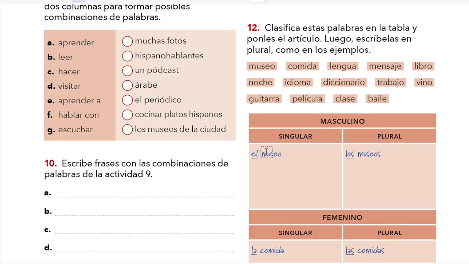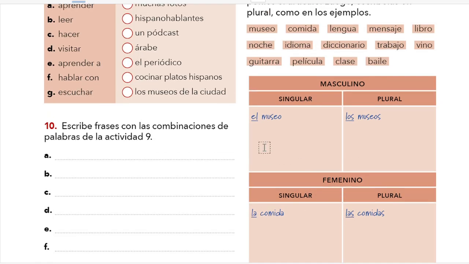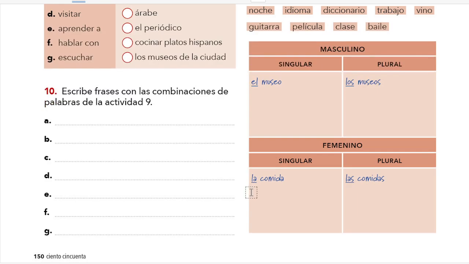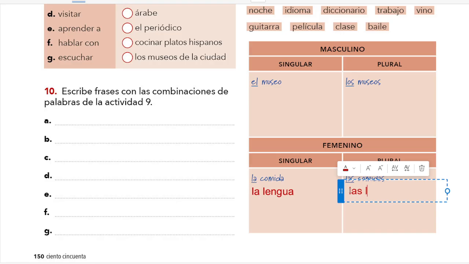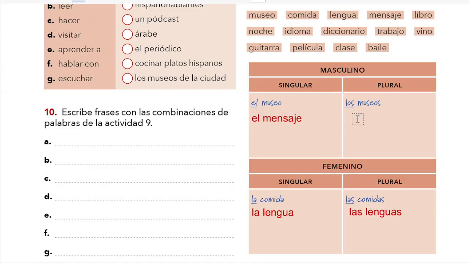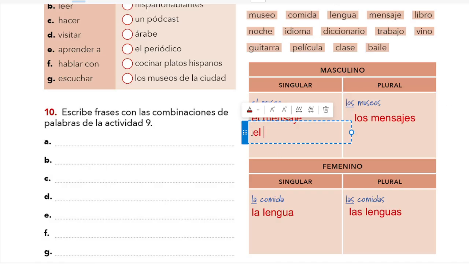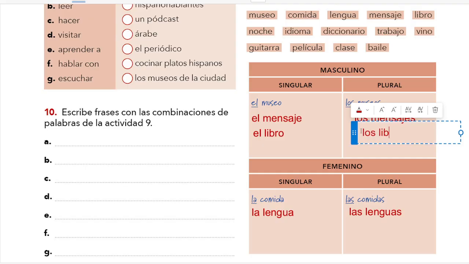Okay? So museo and their plural. Then we have la comida, las comidas. Now we have here la lengua. Lengua is also a language. Okay? I'm writing here las lenguas. Mensaje is message and los mensajes. El libro. Libro is book. Los libros.